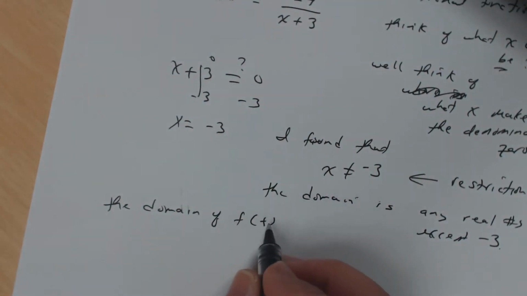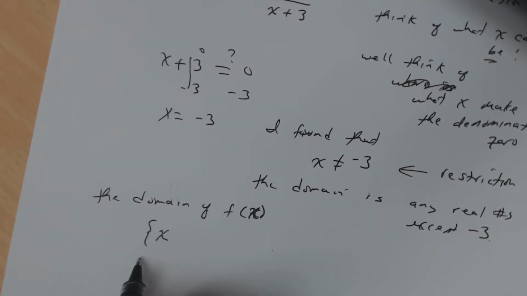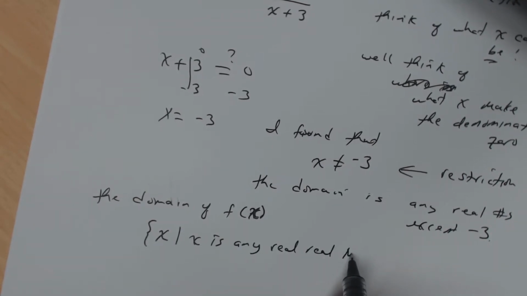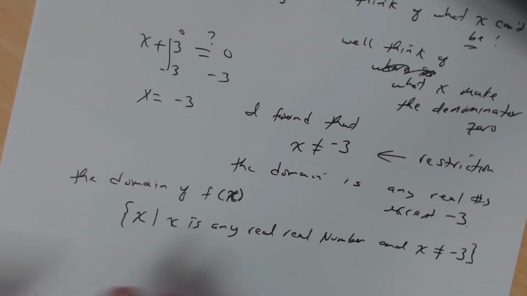All right, so f of x, so the domain of f of x then, is this. Remember how we said it. The set of x's such that x is any real number and x cannot equal negative 3. So that's your domain. So you stated the domain. Domain is any real number but what?